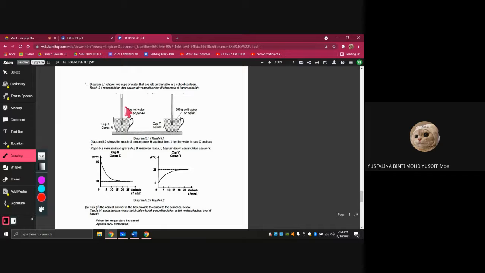Okay, so the first one, 80 degrees, it will go to 28, it will decrease. The 5 degrees Celsius will increase to 28.